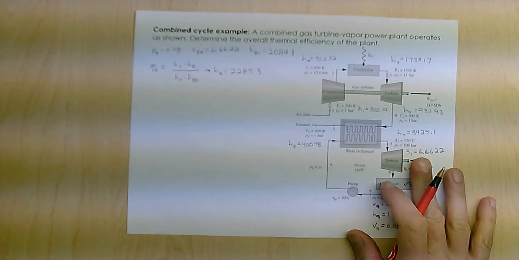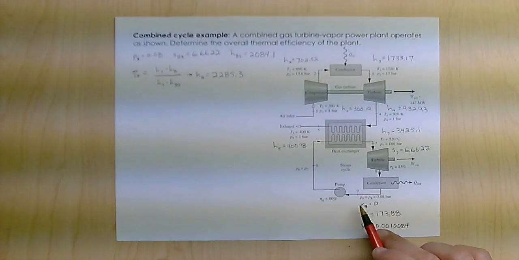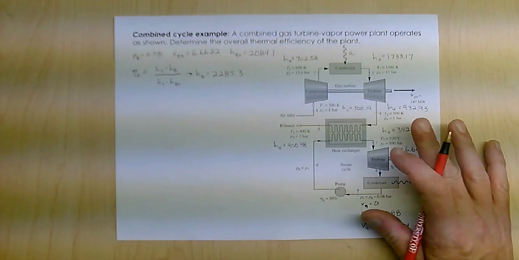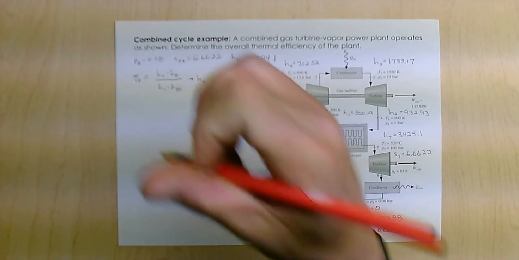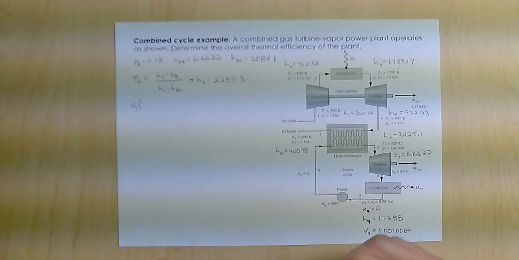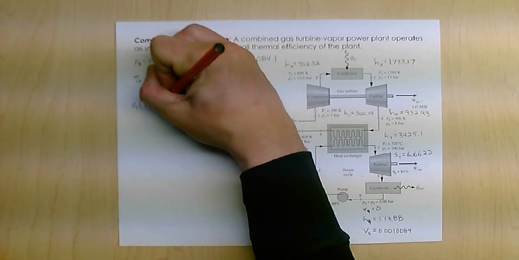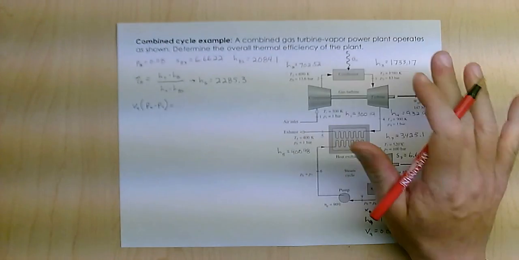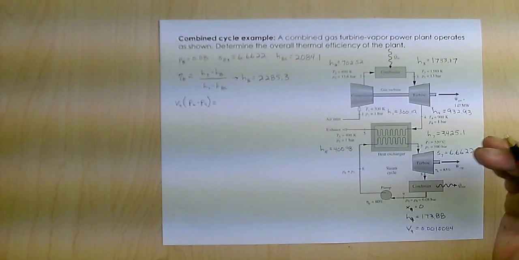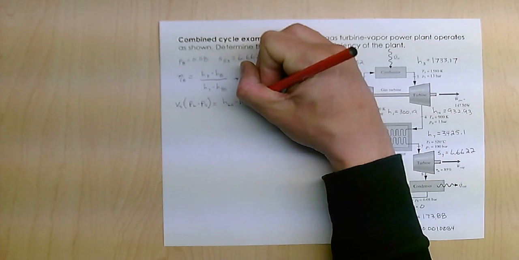2285.3. So that sets state 8. Now I have to go to state 6, right? So I'm going to use the pump. Remember, the work of the pump is basically that volume, which I'll call V9, times the change in pressure, which is going to be P6 minus P9. And what that's going to equal for an isentropic pump is going to be H6S minus H9.